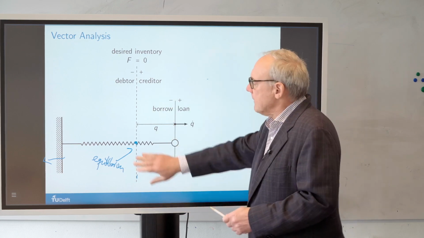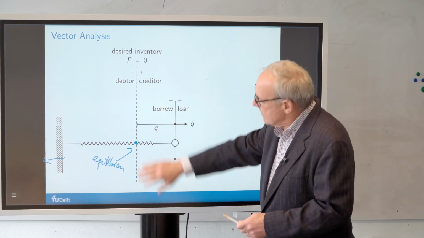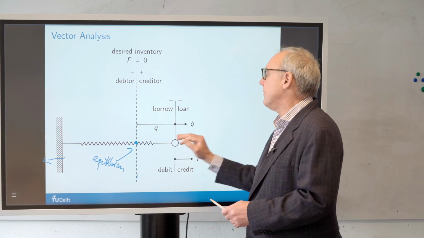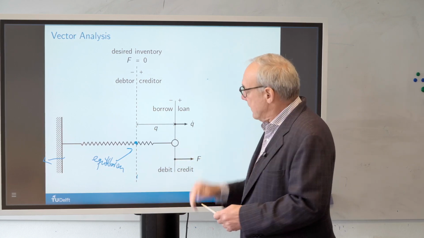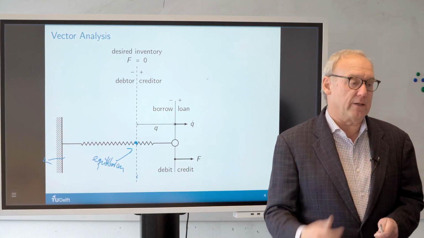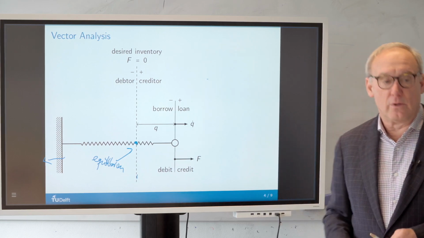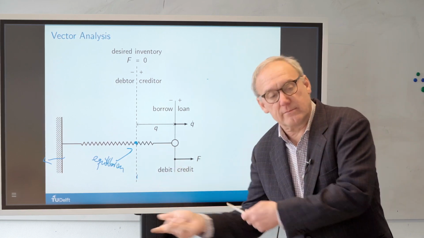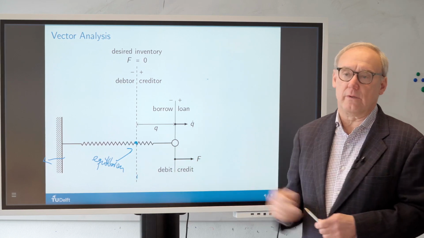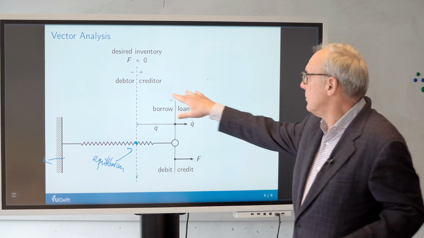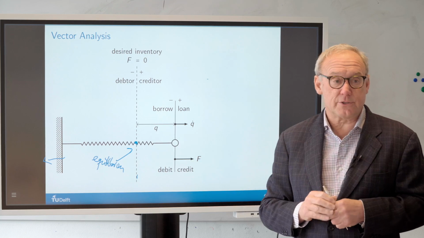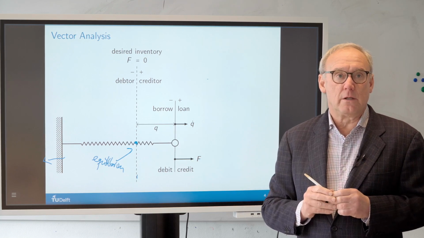So we have now a situation where not only your position matters, whether you're a debtor or a creditor, but also how you're moving, whether you're debiting or crediting, whether you're paying off the debts or investing more, or going the other way. So we have 2 times 2 is 4 combinations. We'll see how that works out.